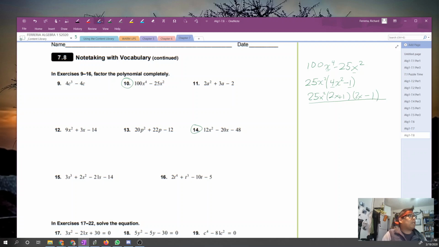Let's change pen colors here. So you've got a 12x squared minus 20x minus 48. Pause it right here and you can work on it. I'll come back with the answer.